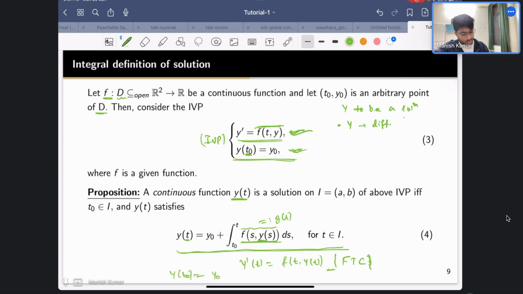Okay, and to prove the other way around, that if y is a solution, then this kind of identity holds, you just integrate the equation. So if you integrate this over the time interval t naught to t, you will get this kind of identity. So the proof is quite easy. It's not that difficult to understand.